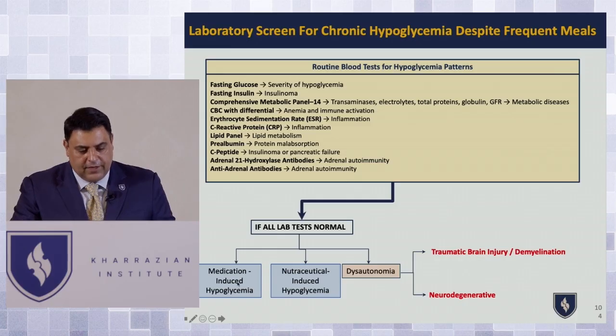Make sure there isn't medication-induced hypoglycemia. Make sure they're not taking nutraceuticals that cut down their blood sugar, like berberine. Some people use it for bacterial infections, but also, as you know, it drops blood sugar levels. And then make sure they don't have dysautonomia. Dysautonomia can be from traumatic brain injury or progressed neurodegenerative disease.